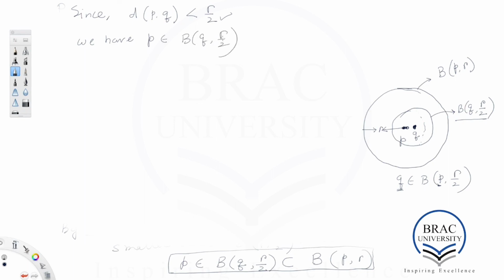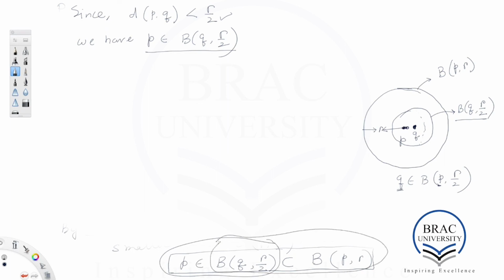So since the distance between P and Q is always less than R over 2, if we choose Q to be our center and draw a ball of radius R over 2 centered at Q, P has to be in that ball. Okay, this is obvious. So this part is done. Now we need to prove this containment.